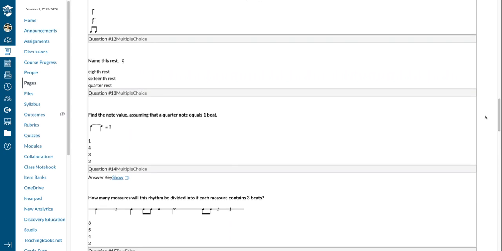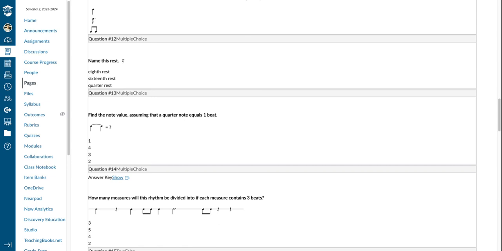Number 12, name this rest. We said that was a 16th rest because it has two flags, right? Okay. Just like a 16th note, let's say 2 of them has 2 beams. The note would have 2 flags as well coming out, other than an 8th note, which just has that 1 flag. Okay.